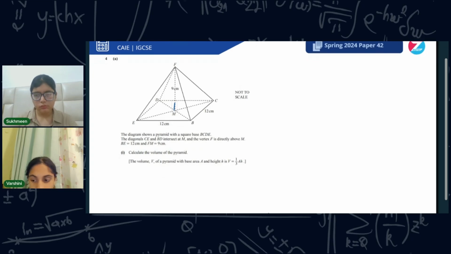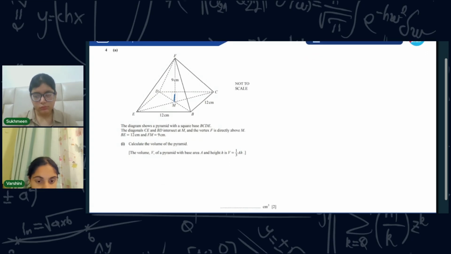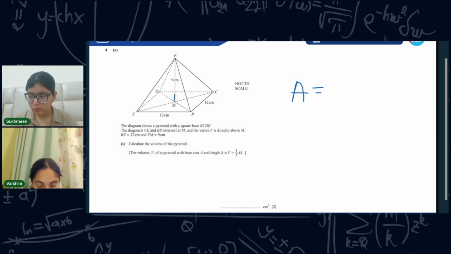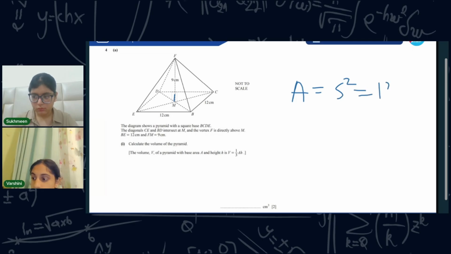So first, all we need to do is calculate the area of the base. So we can see area of a square. We know that this is a square because both sides are 12. So we know that it's going to be side squared equals 12 squared. And we can just put that in our calculator to get 144.